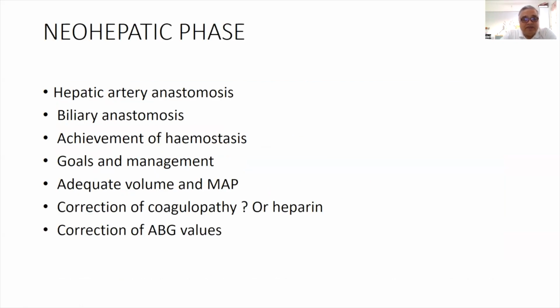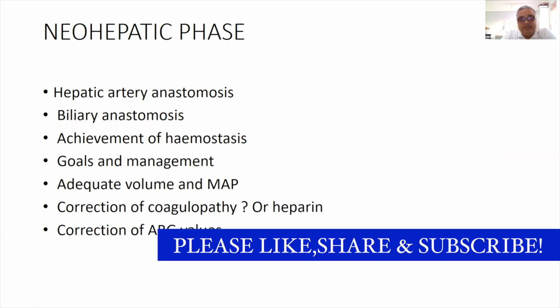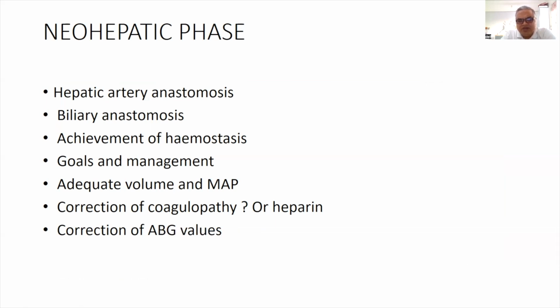In the neohepatic phase after reperfusion, what they do is hepatic artery anastomosis, biliary anastomosis, and achievement of all hemostasis. Adequate volume, and mean arterial pressure to be kept always above 60 in this situation. You might require noradrenaline in many situations, but by the end of surgery, noradrenaline goes off.